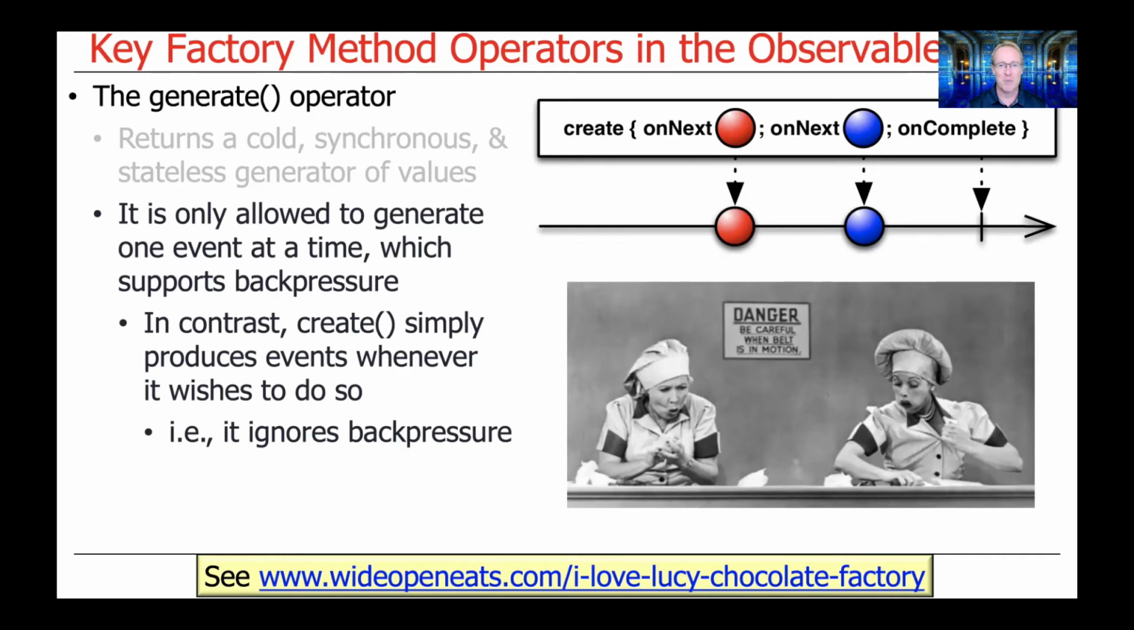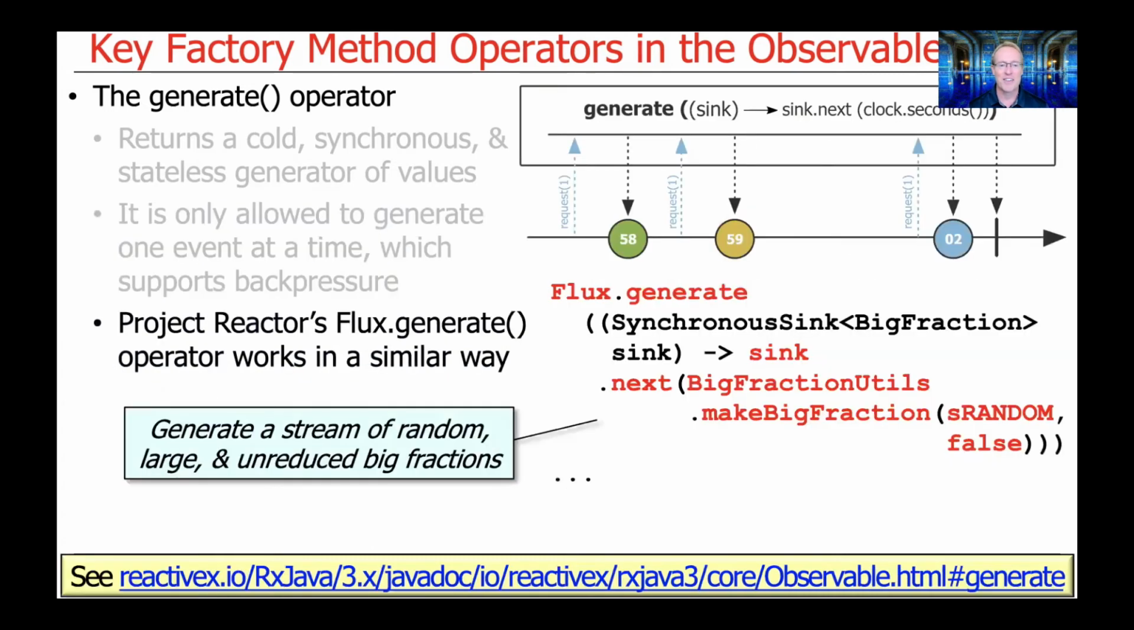A classic example appears in a video you can watch at the link at the bottom of the slide, where Lucy and her friend are getting chocolate too fast for them to deal with it. And so it's a pretty funny example of what happens if you don't have back pressure enabled.